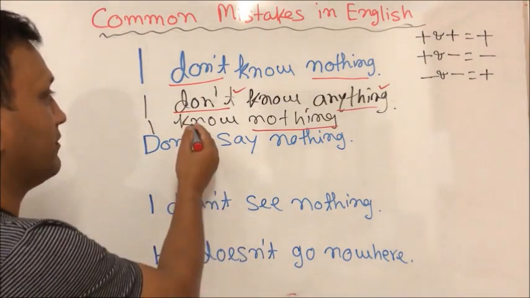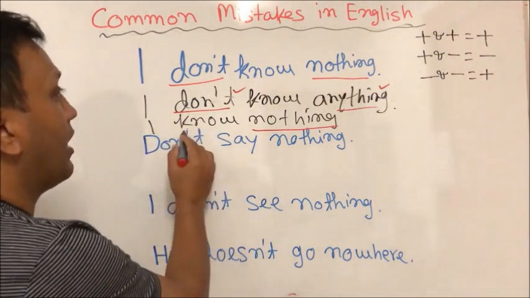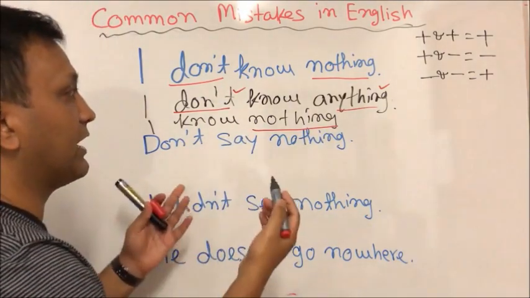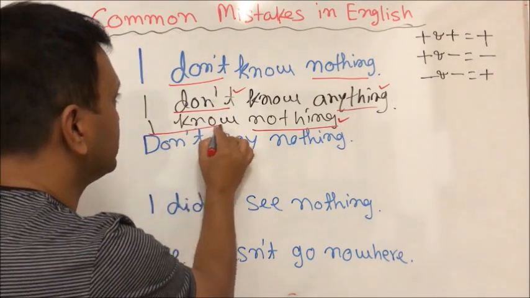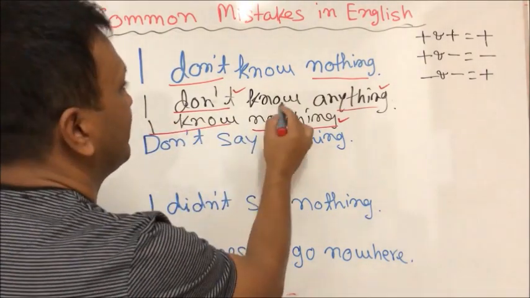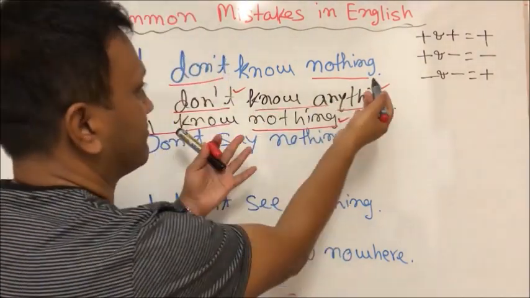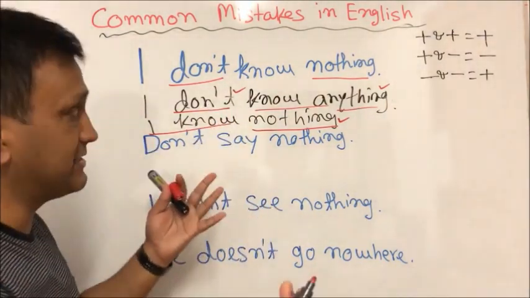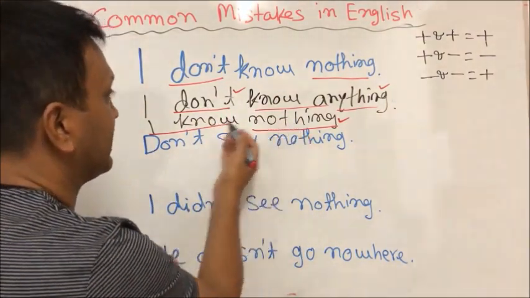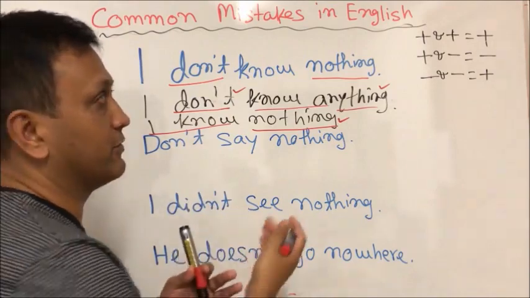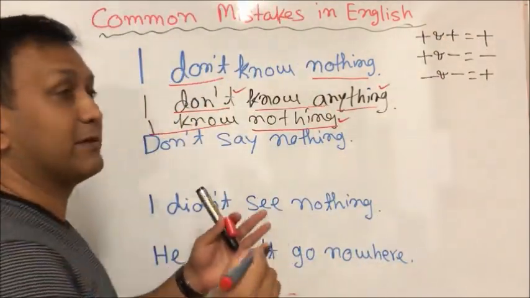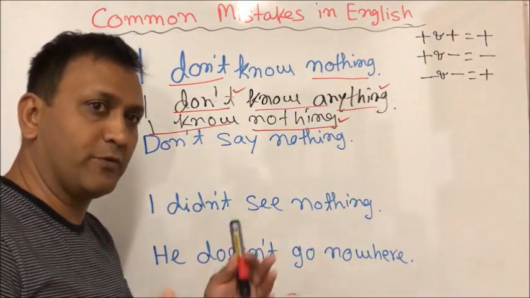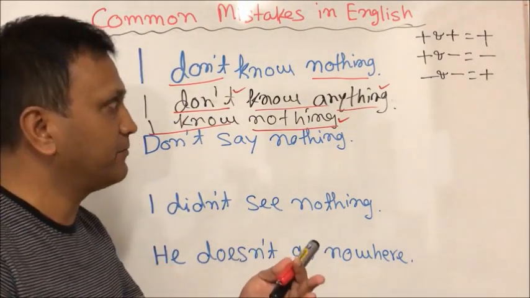At the same time, in the second example, I know nothing, we are getting a negative one, and these two are positive. So I mean to say that know anything is like positive, and don't know is negative, while nothing is negative and I know is positive. So that means we are getting plus and minus. It will give you the negative meaning. I hope you are getting what I'm trying to say here.